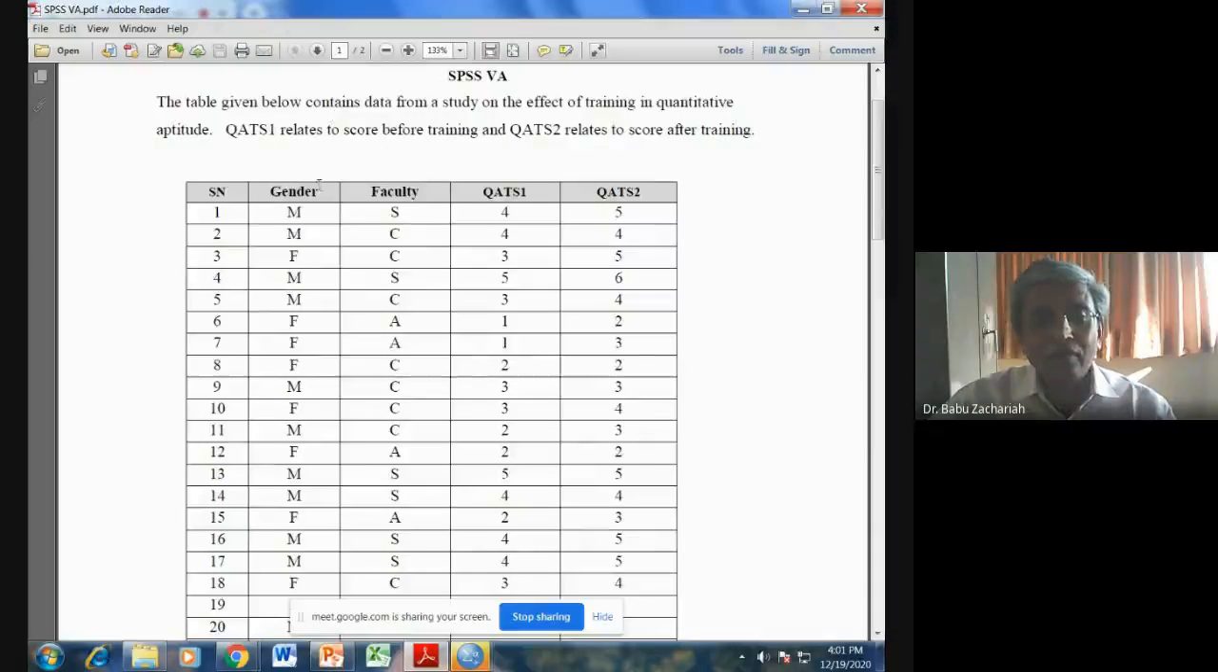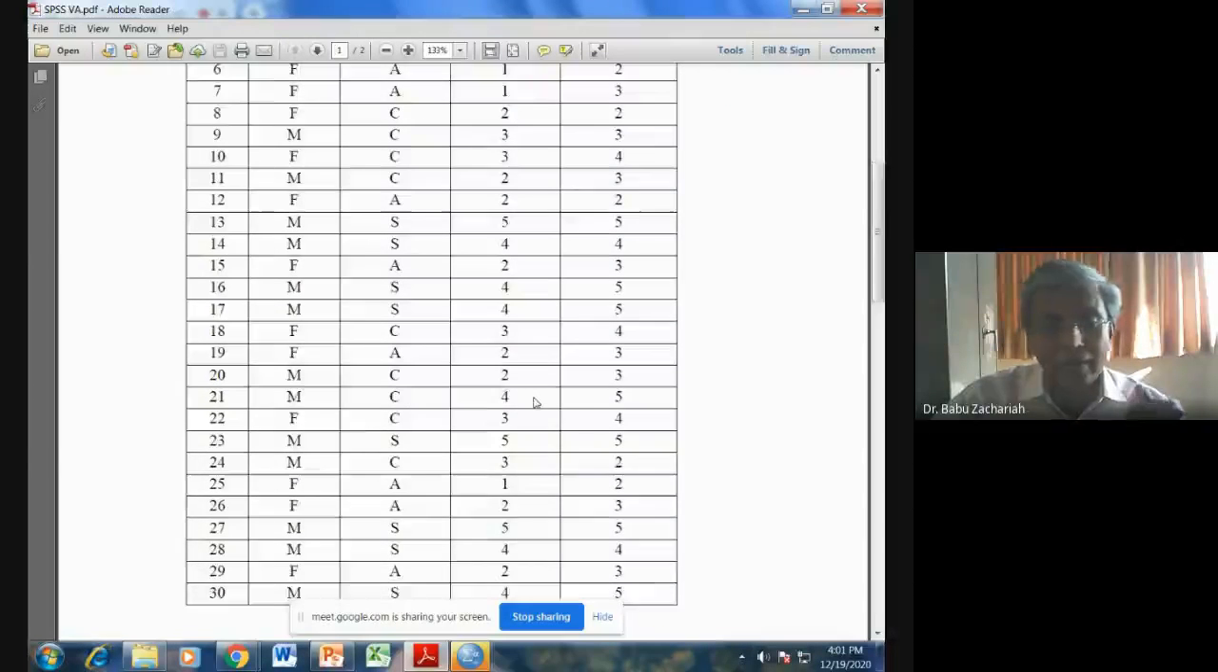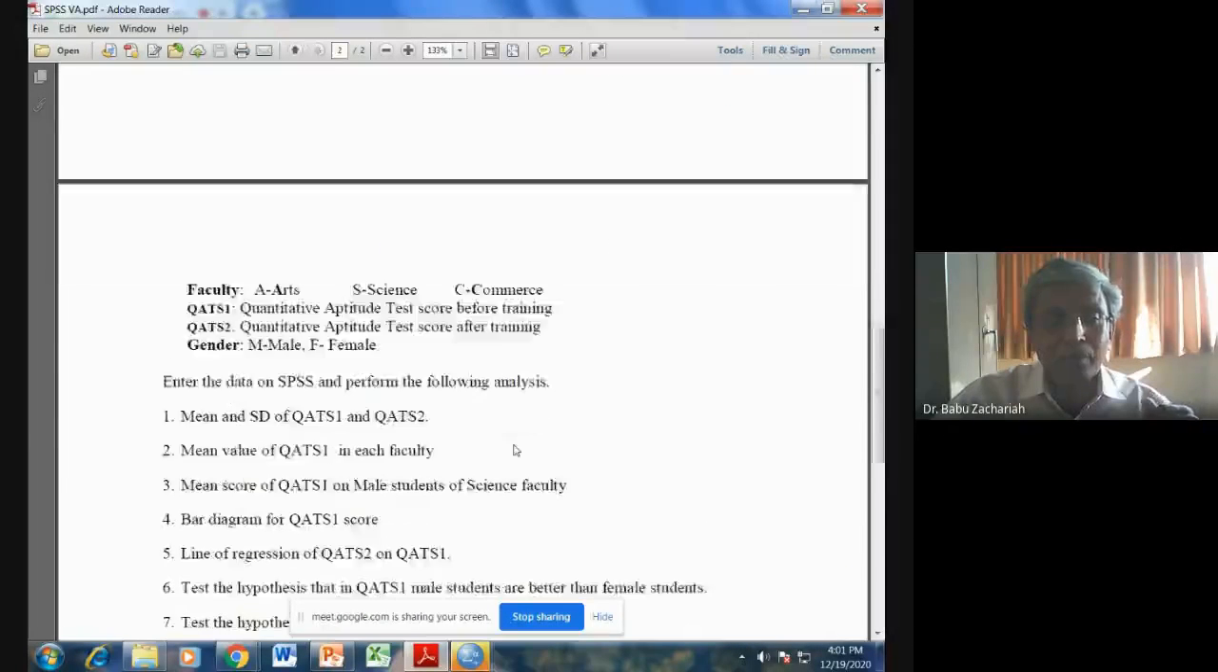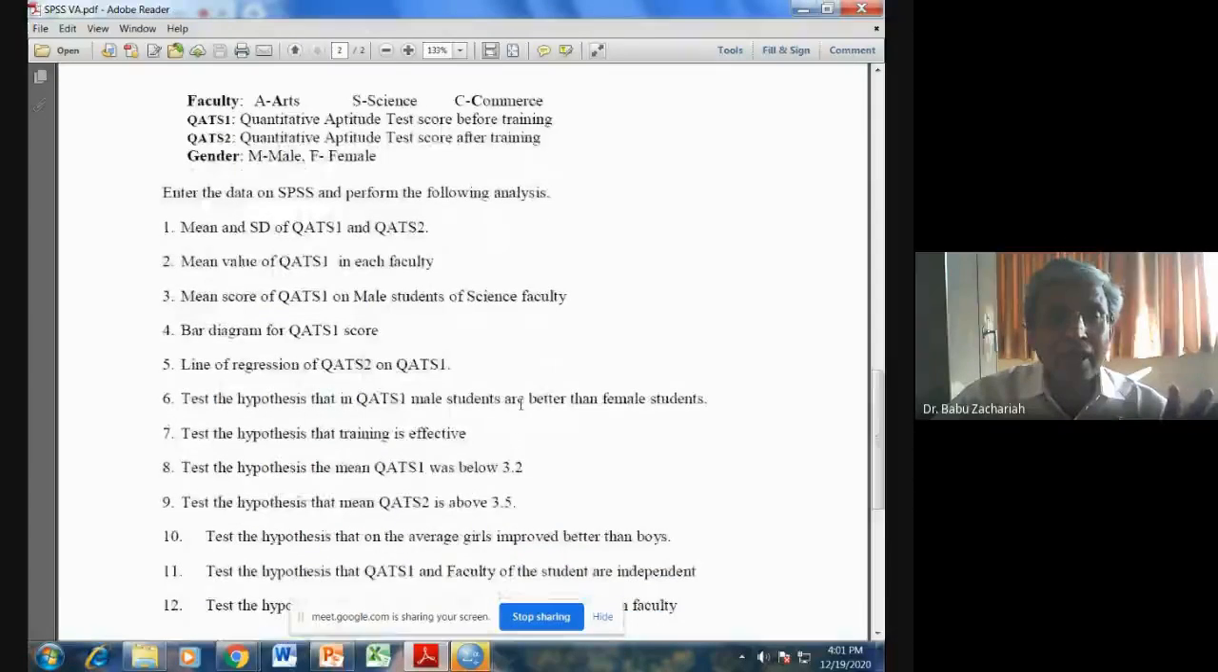We have two categorical variables, gender and faculty. And faculty is coded as A, S, C: Arts, Science and Commerce. QATS1 is the score the students got before training. QATS2 is the score students got after training. This is all about the data. Now, this data we have to enter on SPSS and perform these set of analyses.